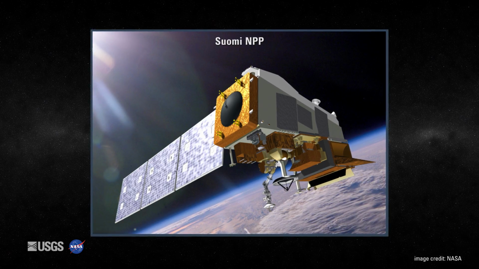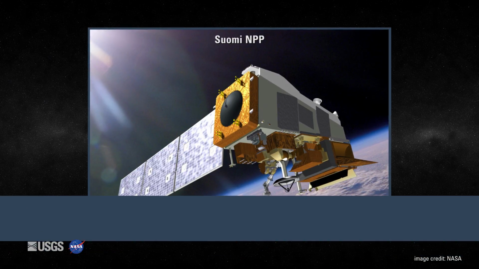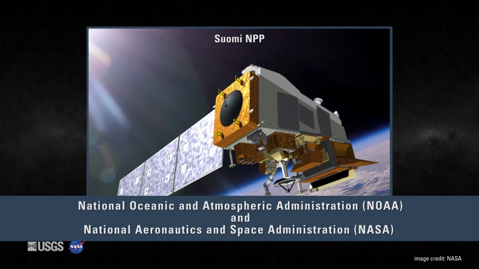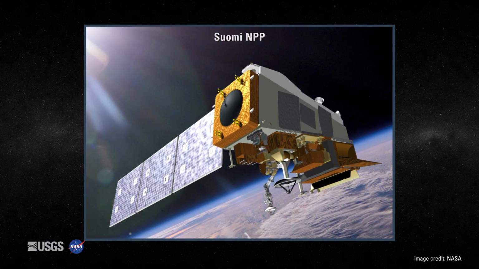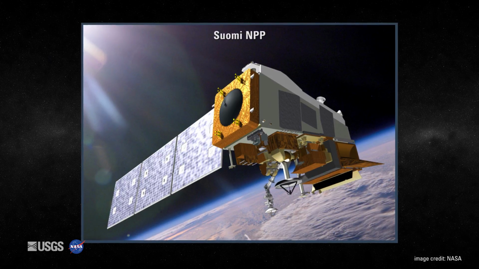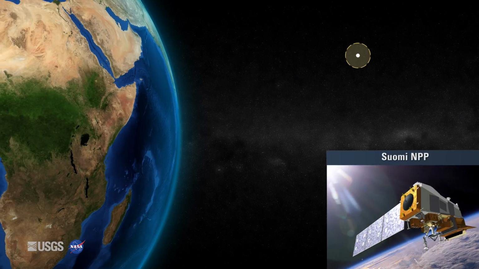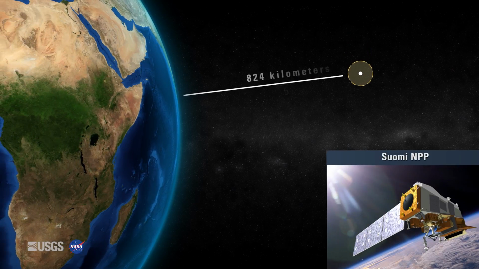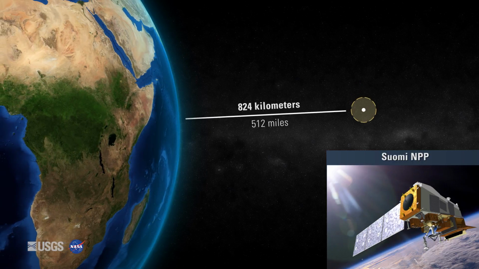The VIIRS instrument operates on the Suomi-NPP spacecraft, which is a joint mission between NOAA and NASA. The VIIRS satellite sensor provides a continuation of the Terra and Aqua Moderate Resolution Imaging Spectroradiometer, or MODIS, missions. VIIRS was launched on October 28, 2011, and orbits 824 kilometers, or 512 miles above the Earth's surface.